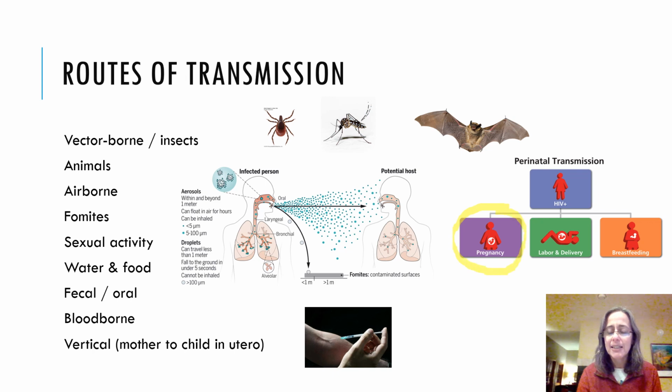So during pregnancy itself, and it can occur sometimes during the process of labor and delivery, there's some exchange of body fluids and blood that can happen. And then after birth, breastfeeding can also transmit certain infections. HIV is one of those, interestingly. So lots of different ways you can get germs. Those are our routes of transmission.